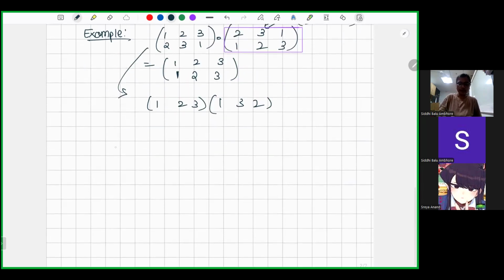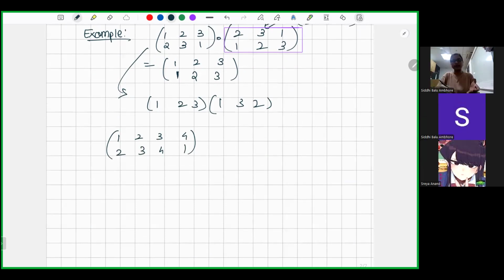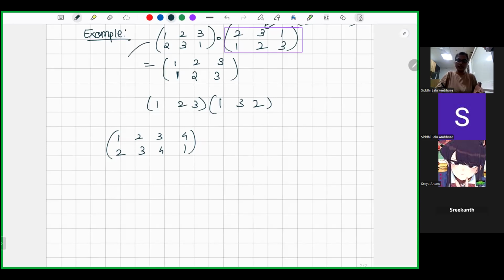Let us check for a 4-cycle now. If I take 1, 2, 3, 4 and take this cycle, I'm here taking a cycle, but we will also check it for general permutations. As I said, we will just switch the rows and I will get this, 2, 3, 4, 1 going to 1, 2, 3, 4 here. And this is my permutation. When I compose them, I get a new permutation. That is, we will check now.